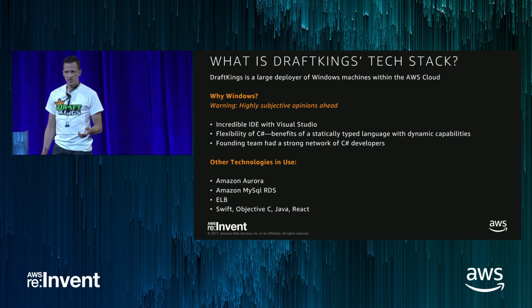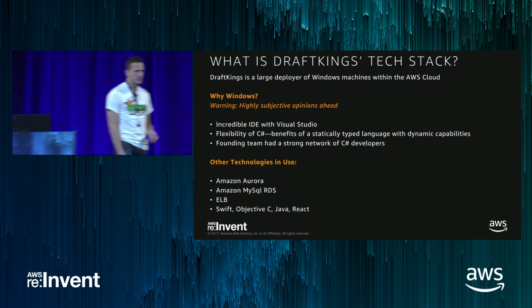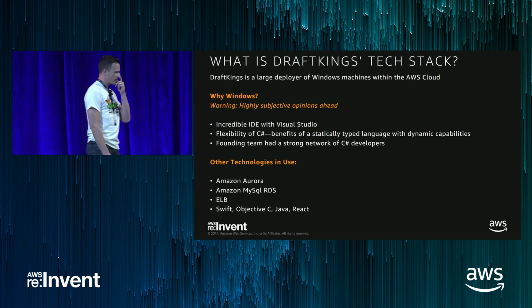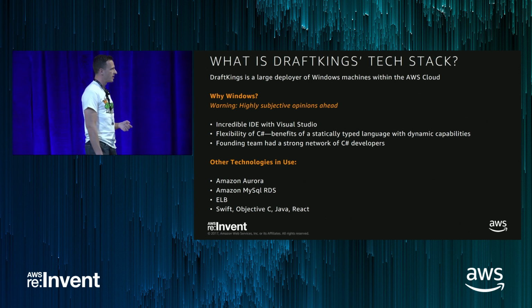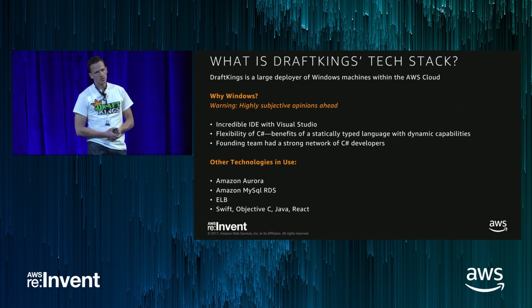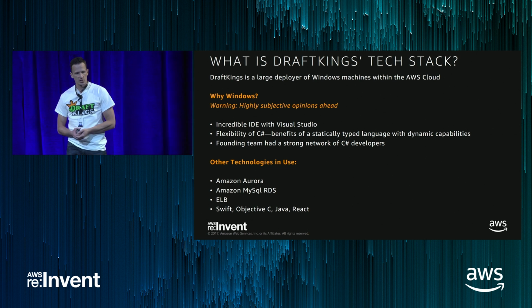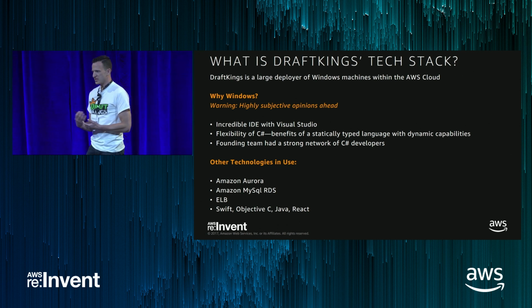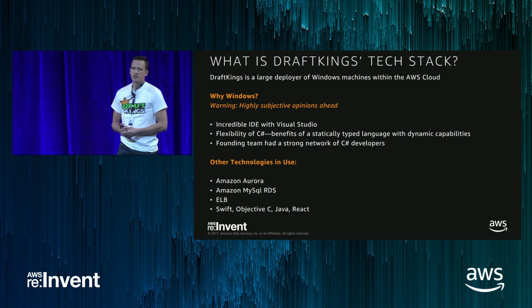This is a Windows track session, so I want to kind of tie it back to Windows. DraftKings is primarily based upon the .NET platform. Our back-end systems are written in C#. And I wanted to give you guys a sense of why we chose Windows.